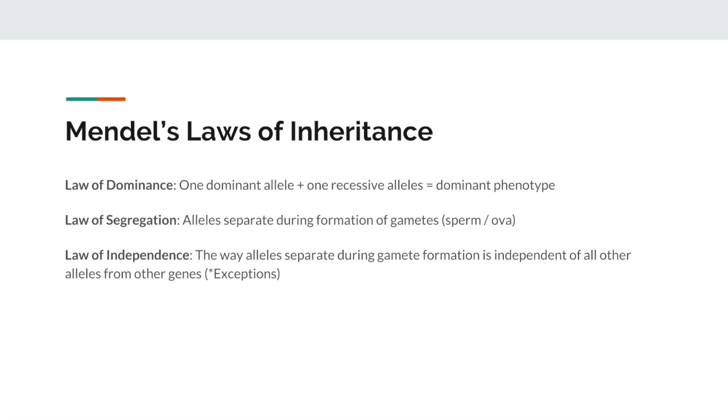Now, for the law of independent assortment, this says that the way alleles separate during gamete formation is independent of all other alleles from other genes.